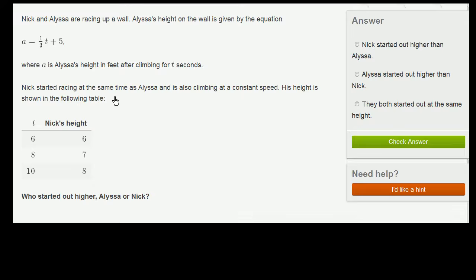Nick started racing at the same time as Alyssa and is also climbing at a constant speed. His height is shown in the following table. So this is t, time in seconds, and this is height in feet. Who started out higher, Alyssa or Nick?